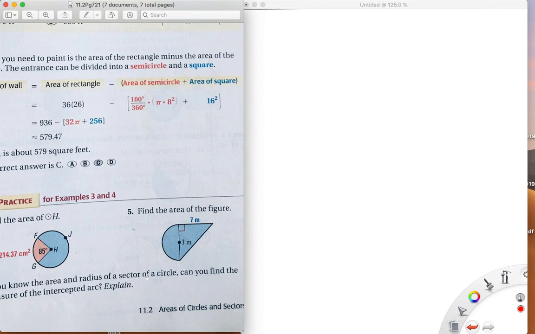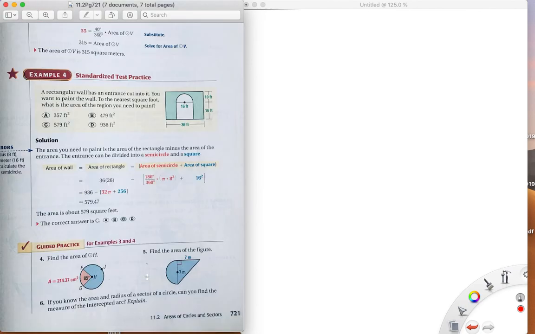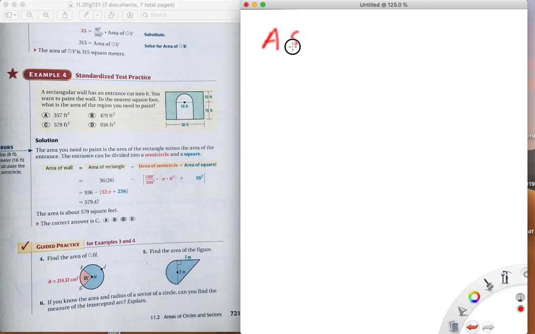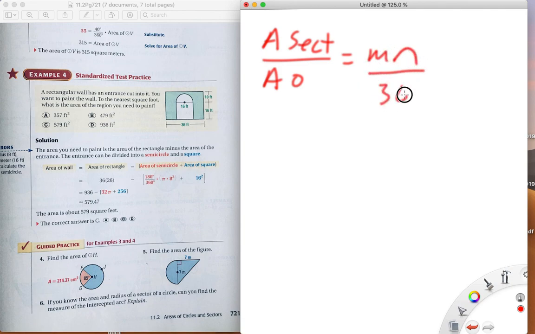Alright, so this last question is a word problem. They say if you know the area and the radius of the sector, can you find the measure of the intersected arc? So they're asking if you can find the arc length, and the answer is yes. So if we look at our equation, area of the sector over area of the circle, that's equal to the measurement of the intersected arc. That's what they want you to find, over 360 degrees. So all you have to do is multiply 360 on both sides, and that should give you what you want.